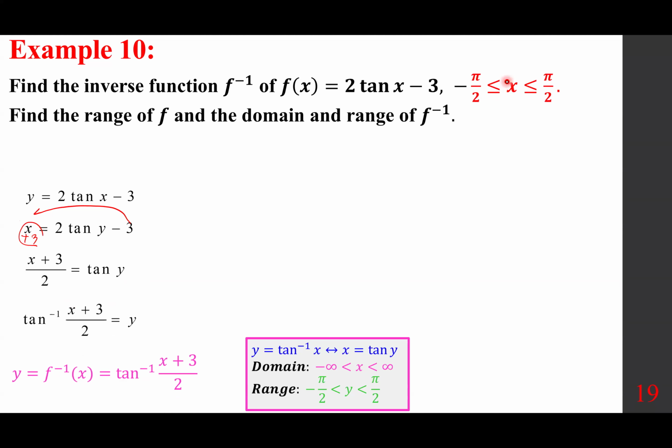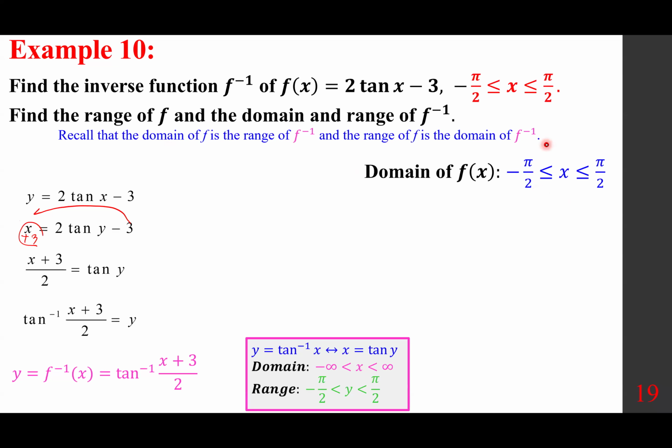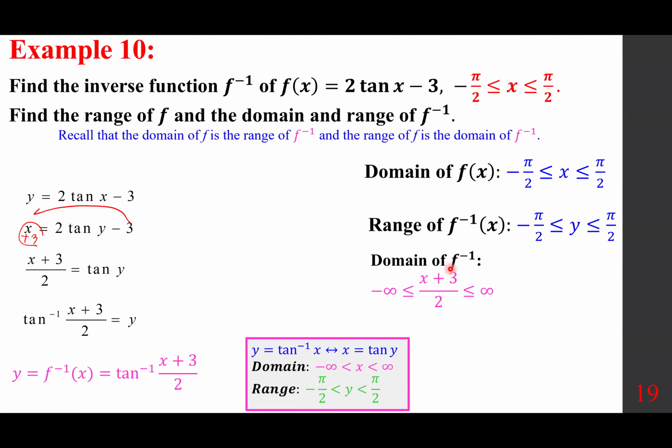So here's the domain for f of x, which makes it the range for f inverse because of what we have already discussed. So the range of f inverse of x is the same thing. Y is between these two numbers. Now, to find the domain of f inverse, here's the f inverse. Remember, with the tangent, the domain has no restrictions. So x plus 3 divided by 2 is between negative infinity and infinity.